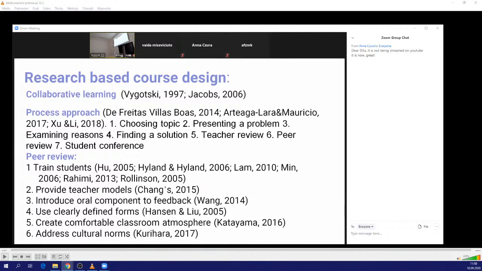Number 4 said to use clearly defined forms. So obviously after talking, they use forms and look at certain criteria, and create a comfortable classroom atmosphere. I think this is very important, and we learned that in our plenary session. I have a new tool now, improv comedy, to create an even better classroom atmosphere, with games where we become sort of a family, a unity.